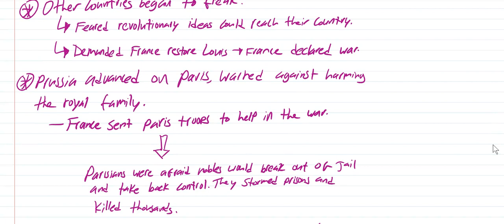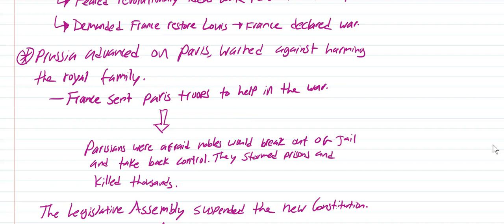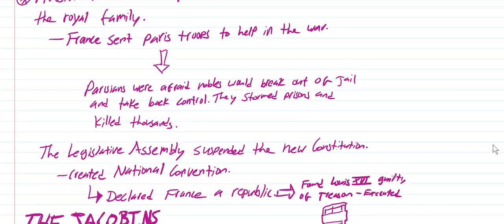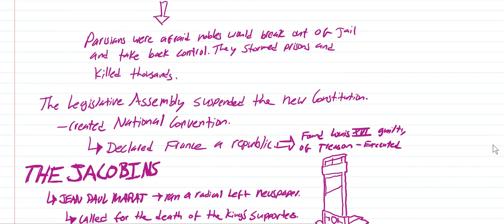Prussia advanced on France and warned against harming the royal families. Essentially it said it would be really, really bad if they brought any harm to their royal family. Therefore, France sent troops that were stationed in Paris to help out with the war, kind of leaving Paris open. Parisians were afraid that nobles would break out of jail and take back control. And so they stormed prisons, and again, they were killing thousands of nobles here. You've got these third estate individuals killing nobles for fear that they may try to take back France. So the Legislative Assembly suspended the new constitution, created a national convention, and then declared France a republic.